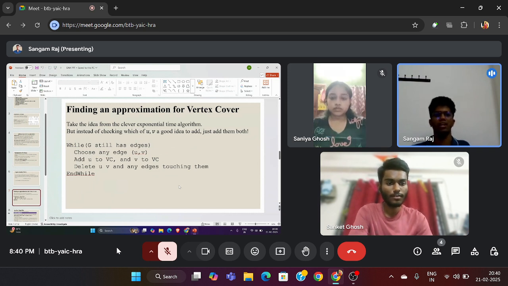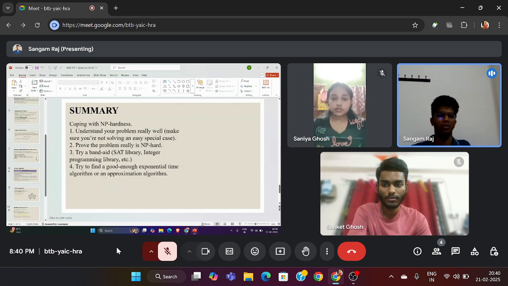So, as it's written, take the idea from the clever exponential time algorithm, but instead of checking which of u comma v is a good idea to add, just add them both. While G still has edges, where G means a graph, choose any edge u comma v, add u to VC and v to VC, delete u, v and any edges touching them. End of while loop.